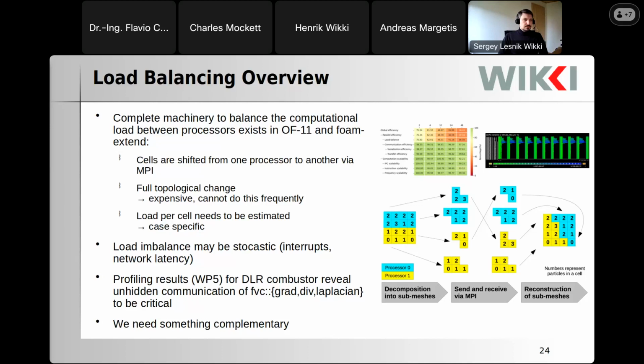And to make this more complicated, there is also load imbalance that comes from interrupts and network latency. So it's stochastic, so there is nothing you can do a priori about it. And so what we thought is that we need something that is complementary to that large-scale load balancing. And we call that fine-grained load balancing.